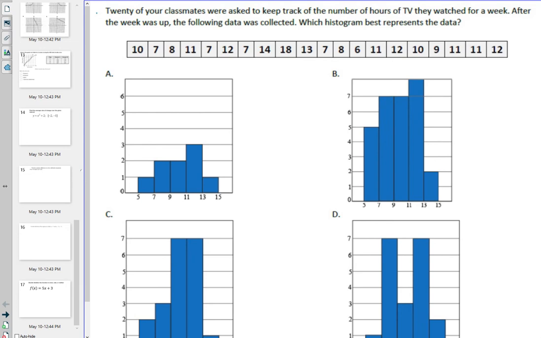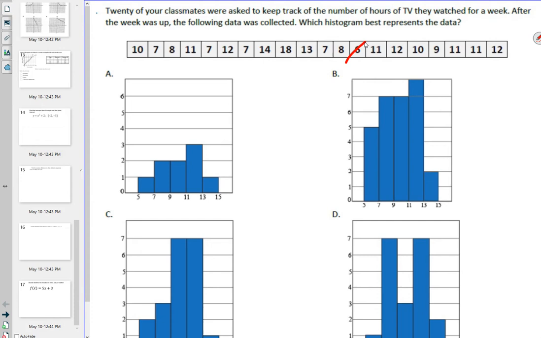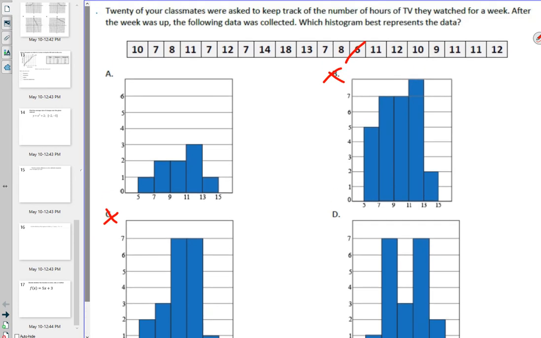So I would just start going by, let's see how many fives and sixes there are. Here's the six. So there's a six. There's no fives. So A has one five, so I can get rid of B. That's too many fives and sixes, and I can get rid of C. So it's between A and D. So let's move on to the next one.